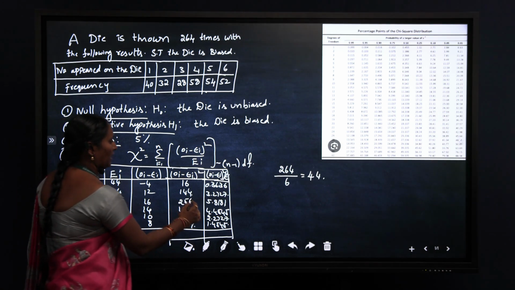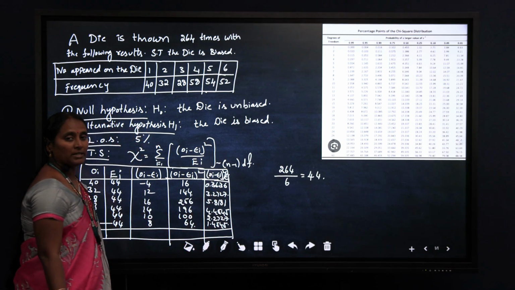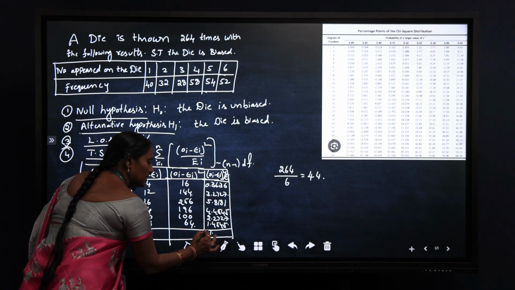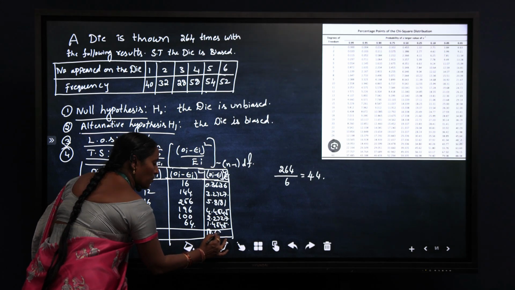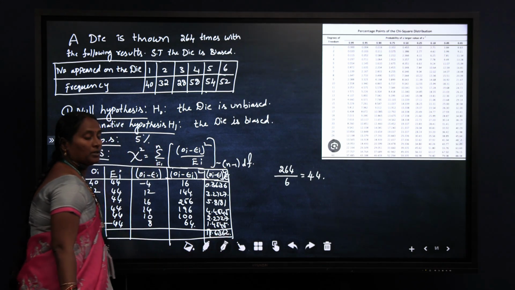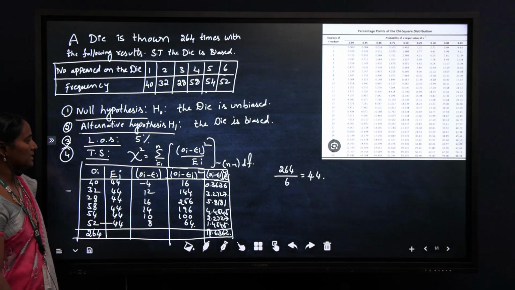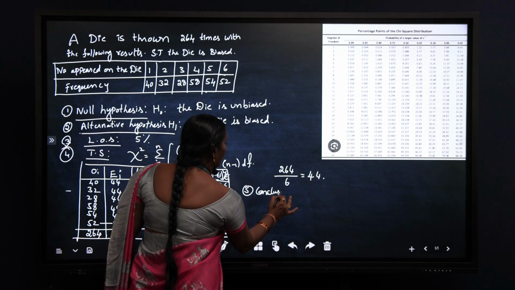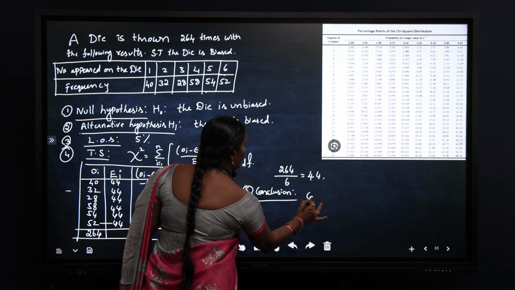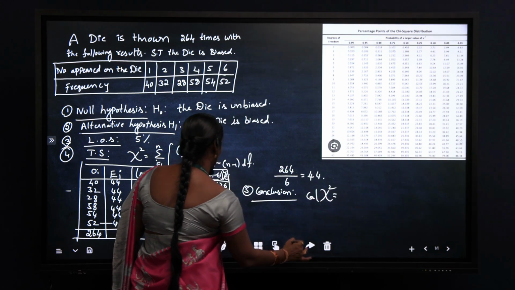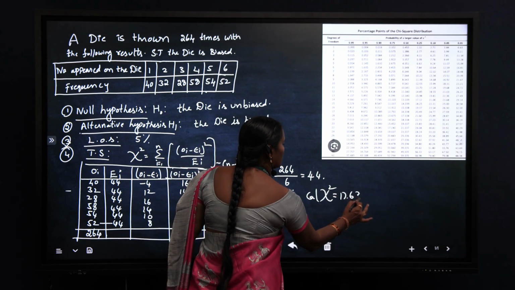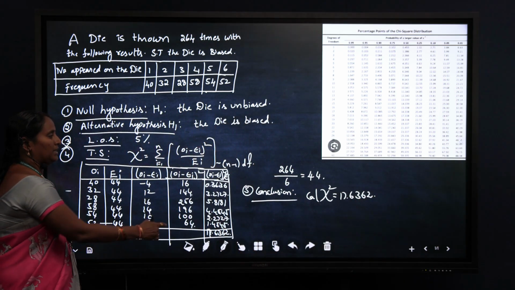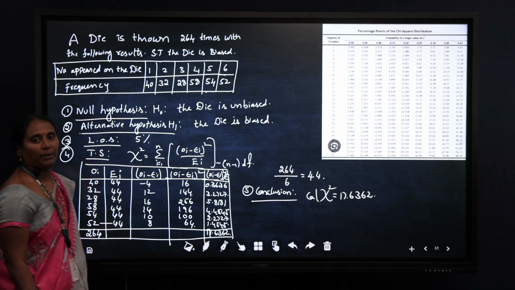Now, let us see the summation of this last column. This is nothing but finding the summation of Oi minus Ei whole square by Ei. The sum of all these values will be 17.6362. Now we find the conclusion. This is what we call the fifth step. The conclusion is based on the calculated value of chi square, which is 17.6362.